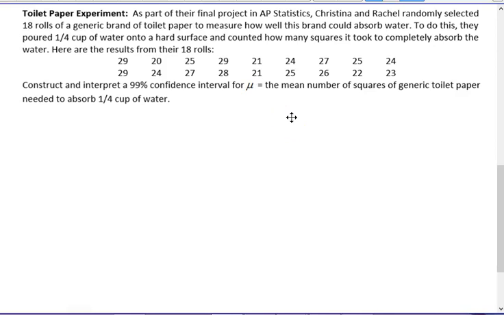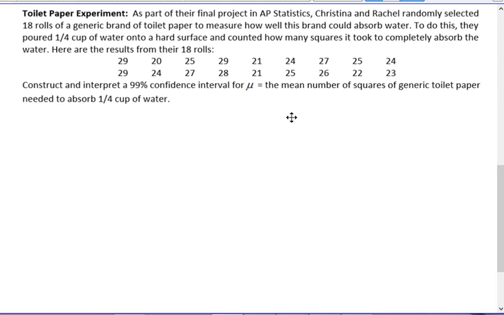Here's another example for a t-interval for a population mean. As part of their final project in AP Statistics, Christina and Rachel randomly selected 18 rolls of a generic brand of toilet paper to measure how well this brand could absorb water. To do this, they poured a 1/4 cup water onto a hard surface and counted how many squares of toilet paper it took to completely absorb the water. Here are the results from their 18 rolls.